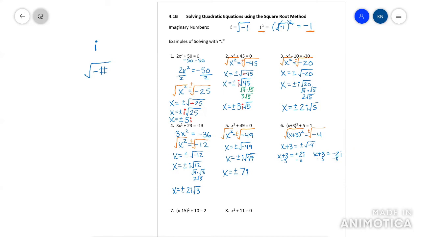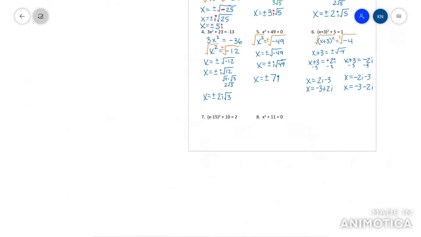You cannot combine them. So my answer here is x equals, it doesn't matter the order you put them in. So I could put 2i minus 3, or I could put it as negative 3 plus 2i. That does not matter. And then on this one, it would be x equals, it could be negative 2i minus 3, or you could have written it the other way, negative 3 minus 2i. Okay, and then these last two.